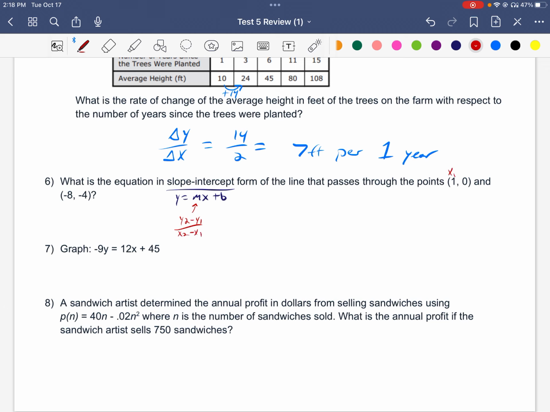I'm going to label my points x1 and y1, x2 and y2, and I'm going to get negative 4 minus 0 divided by negative 8 minus 1. I'm going to get negative 4 on top, negative 9 on bottom. I'm going to go ahead and write that as a positive since it's a negative divided by a negative. And that's as simplified as that slope can get.